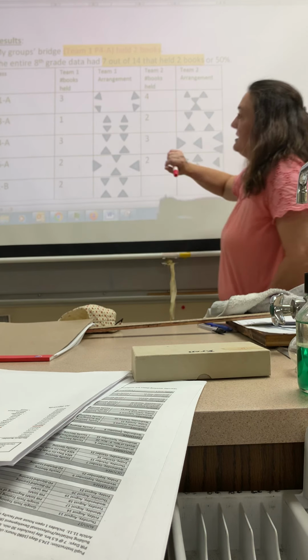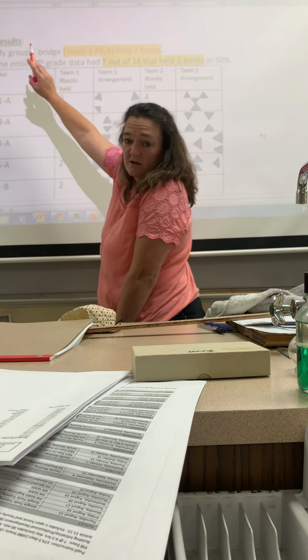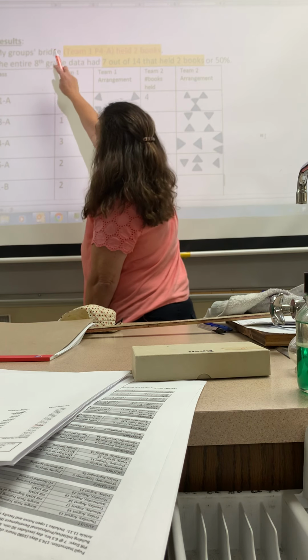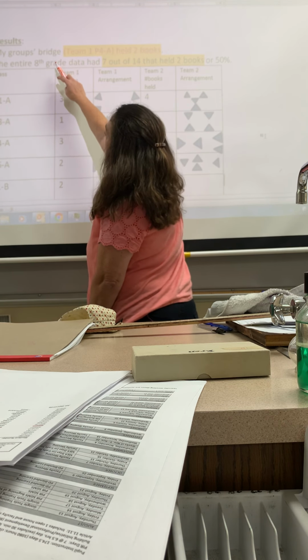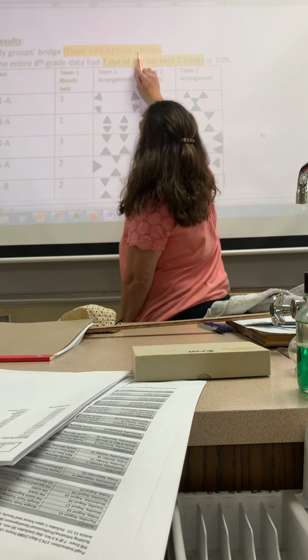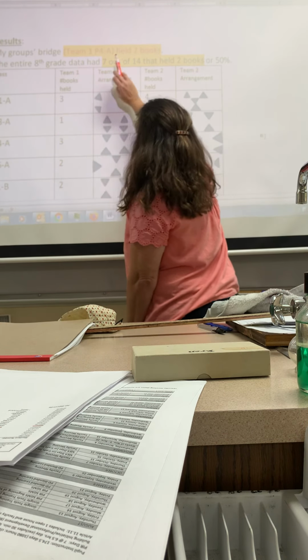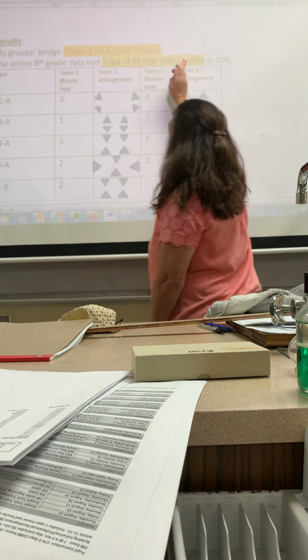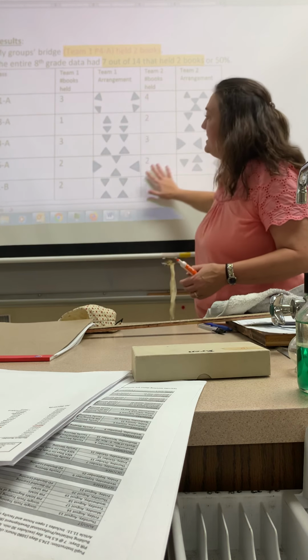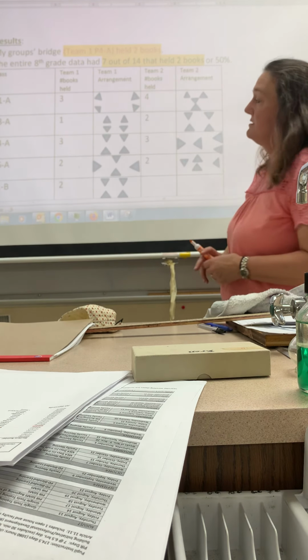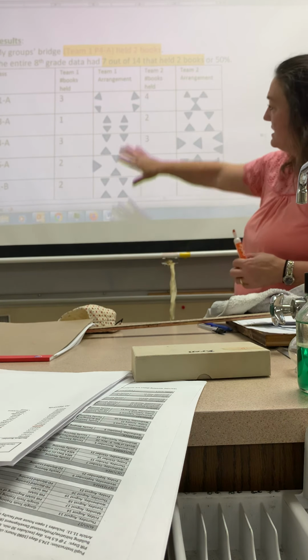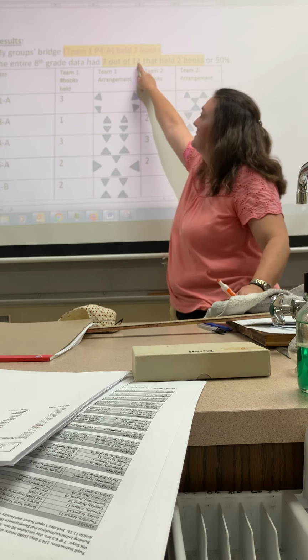You also have to write a sentence or two that briefly summarizes your results that's displayed in the table. So for your group, or if you're remote, you're saying my bridge held how many books. You decide what that statement is, because I don't know what it is; you're telling me from your results. The second sentence, the entire 8th grade data. If your bridge held 2 books at home, you would look and see how many other bridges held 2 books. If yours held 3 books, how many of yours out of the 14?